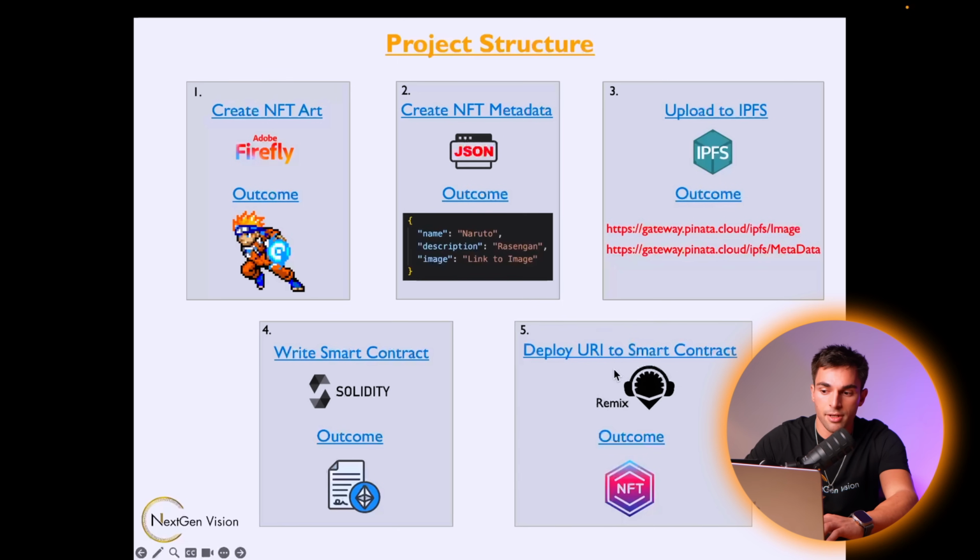We'll then deploy the URI to the smart contract. So this specific link to the image and the metadata, that'll be deployed onto Remix, and then the outcome of that will be the NFT link, which is now on the blockchain.